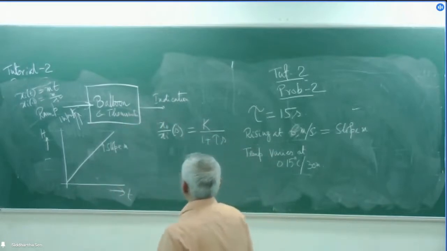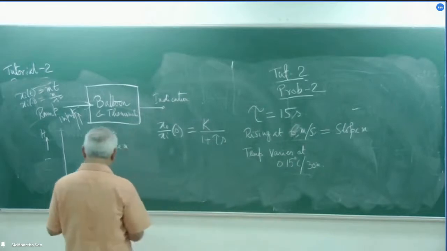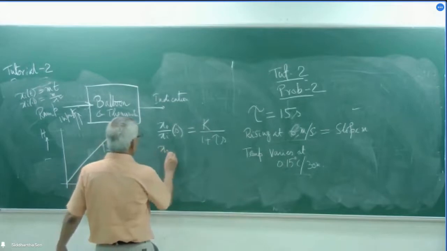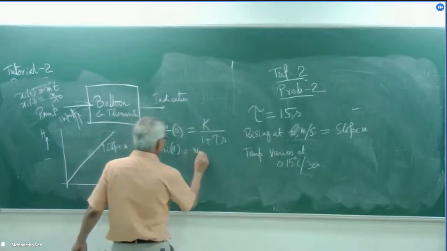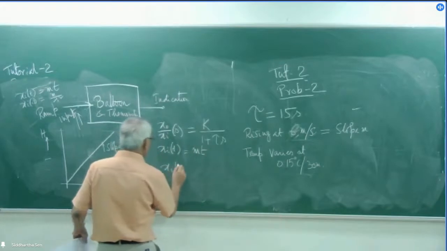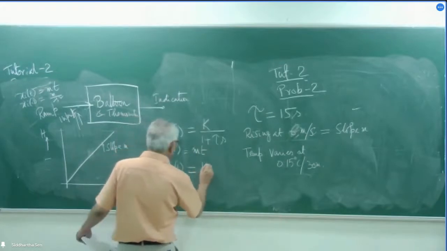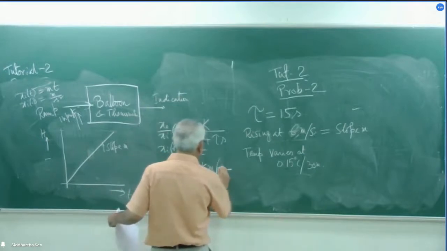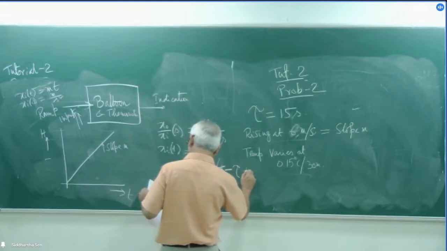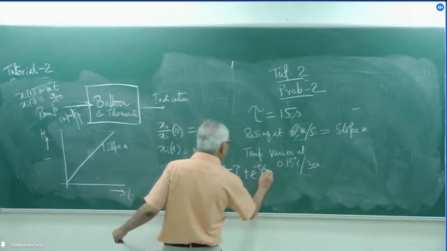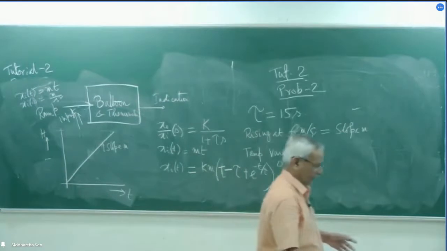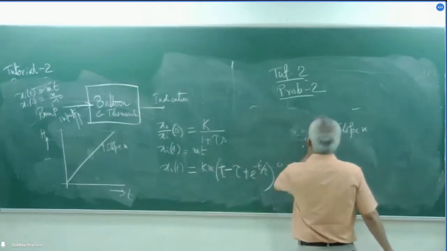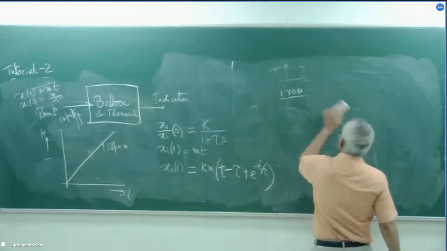Okay. And the input is m into t, and we know that if xi is equal to m into t, your x0(t) is k into m into t minus tau plus tau e to the power minus t by tau. I am not deriving this one, you know these results. So this is the thing there.